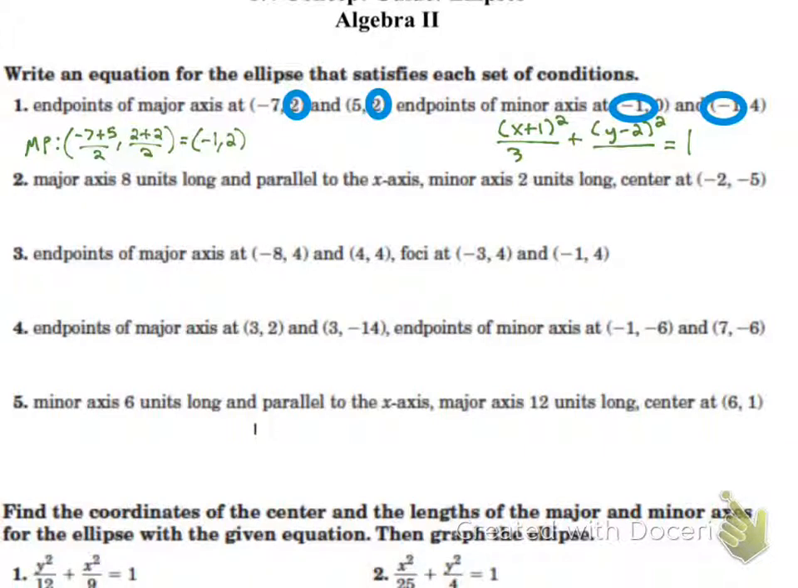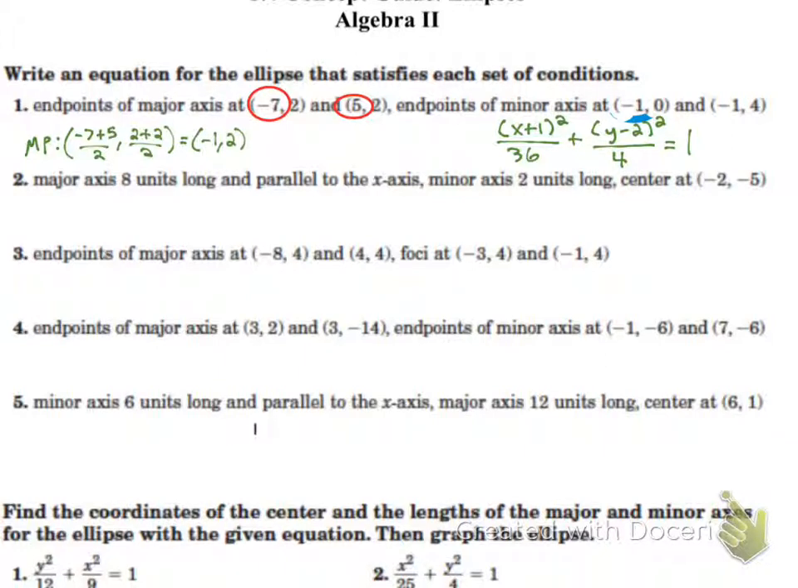I usually do that part on the board, so I'm going to write this in. I got 36 and 4. If you look at my major axis endpoints, I know that it's going to go underneath x because the x values are what's changing.